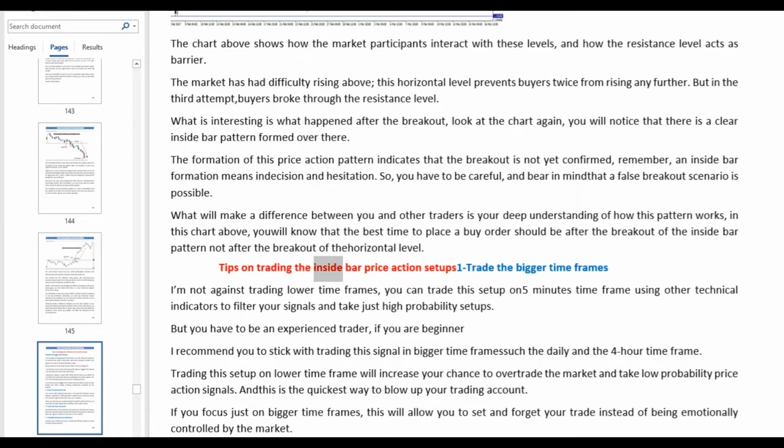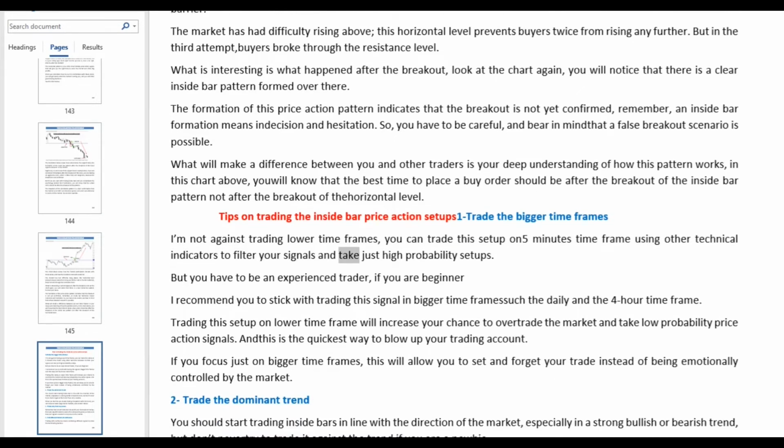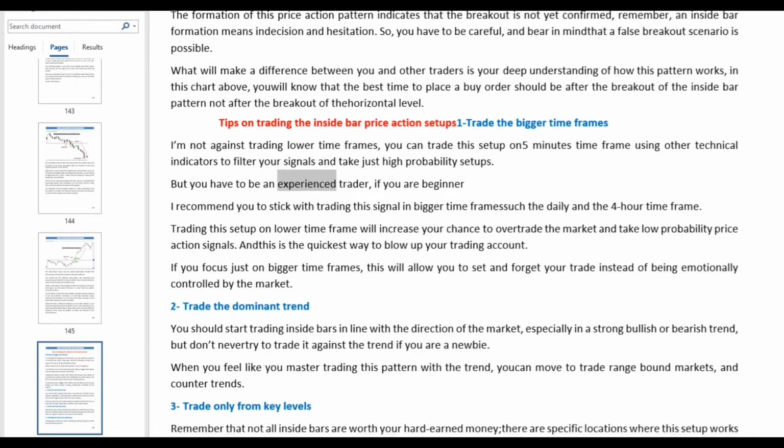Tips on trading the inside bar price action setups. 1. Trade the bigger time frames. I'm not against trading lower time frames. You can trade this setup on the 5 minutes time frame using other technical indicators to filter your signals and take just high probability setups. But you have to be an experienced trader.